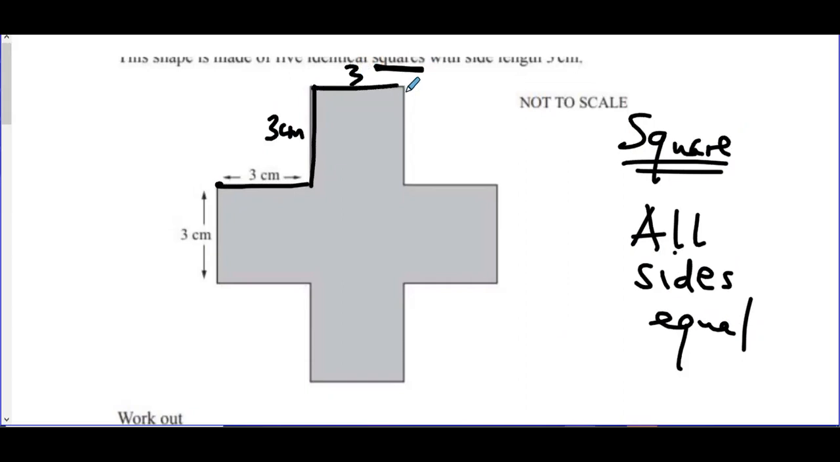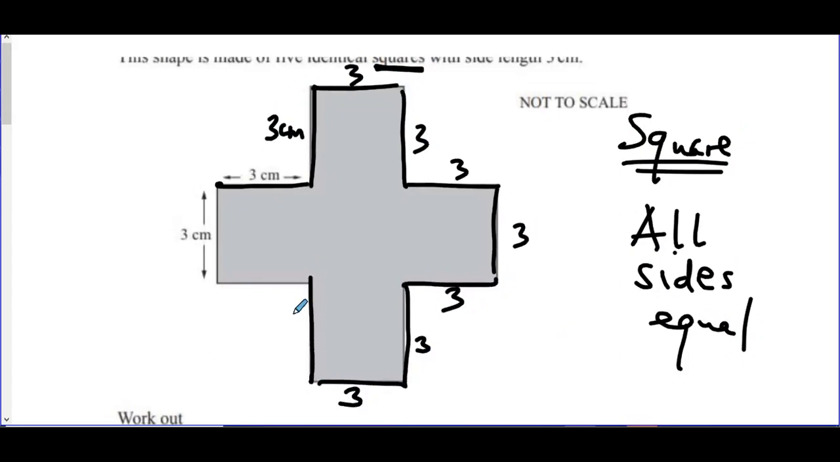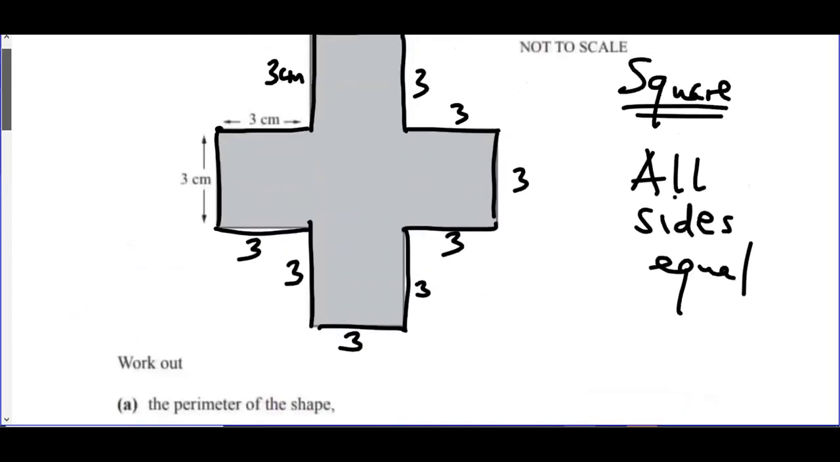Then this will be 3. This will be 3. This will be also 3. That will be 3. And bam, so you get a shape like that. Work out the perimeter. Okay.